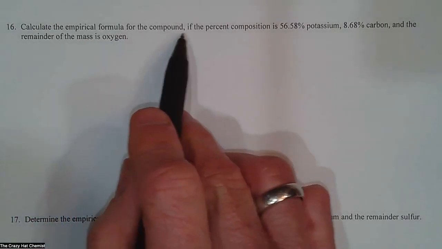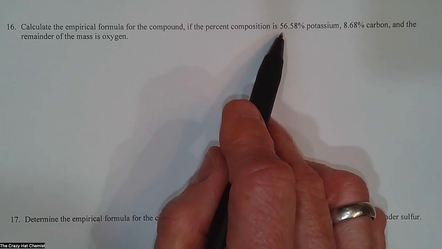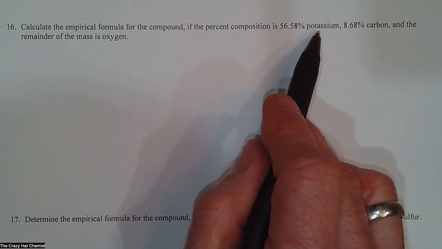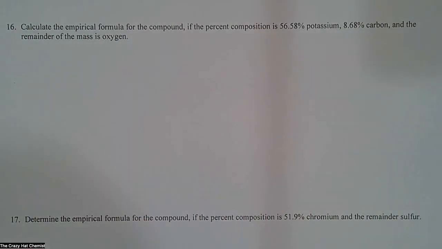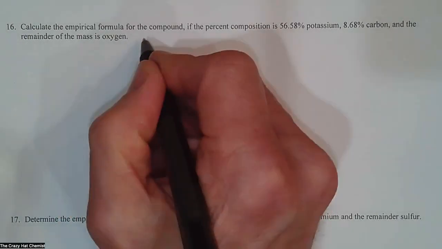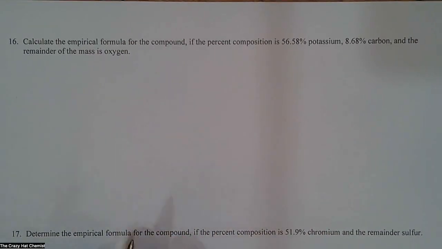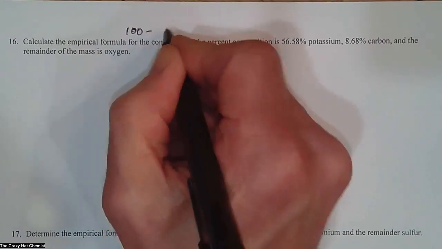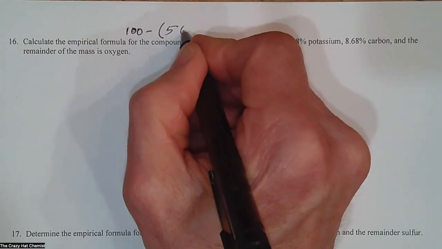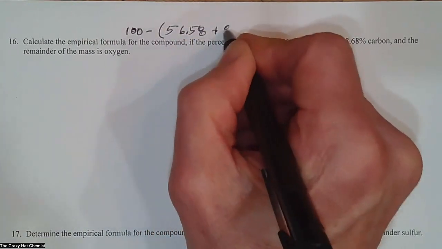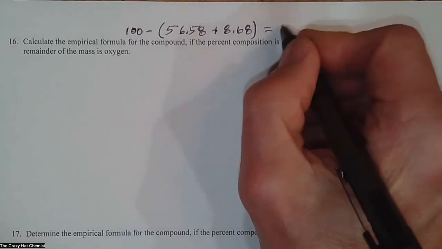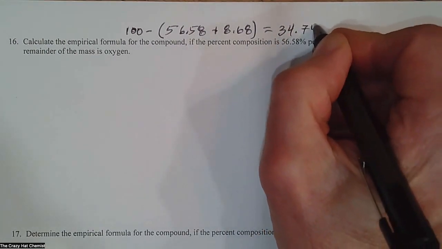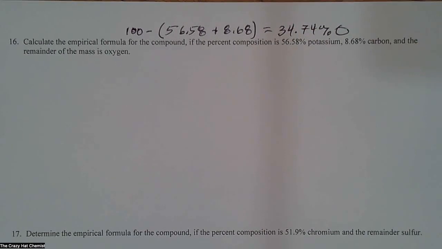Okay, we're going to calculate the empirical formula of a compound if the percent composition is 56.58% potassium, 8.68% carbon, and the remainder mass is oxygen. So I'm going to do this right up at the top, since this one is going to be lengthy: 100 minus the sum of 56.58 and 8.68. And that will be the remainder, which is oxygen, and that is 34.74% oxygen. Okay, so that's how I get the amount of oxygen.